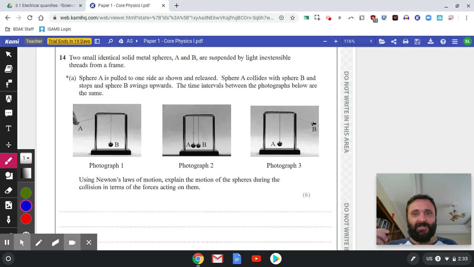Now, this is a skill that's examined quite a lot, and students really struggle. They really struggle looking at something and being able to see where and how Newton's three laws of motion apply. So this is something that I think we need to practice.